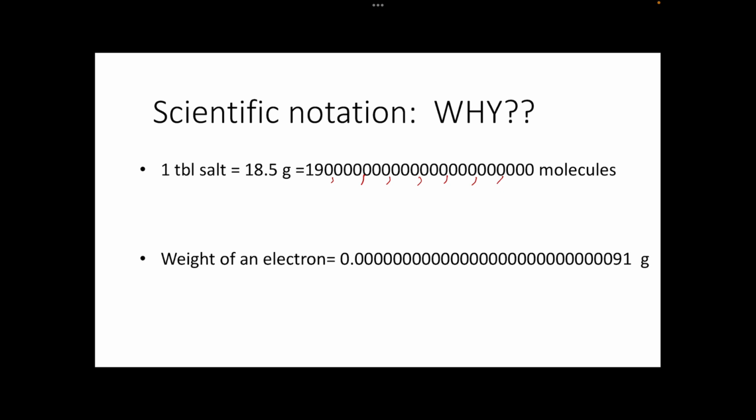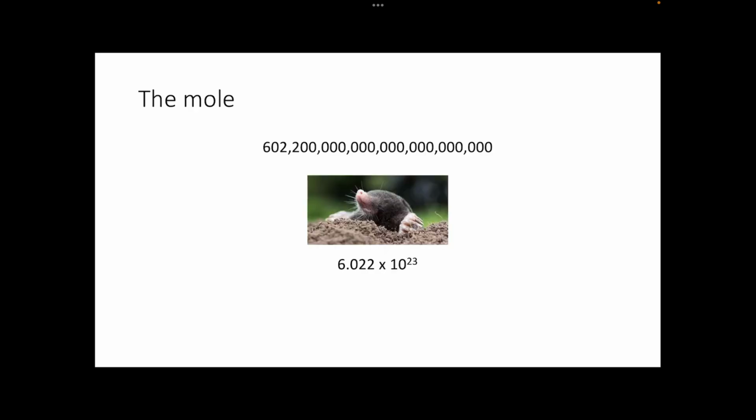If we look at the weight of an electron, electrons are really, really tiny. They're the tiniest thing we're going to talk about. And this is how much they weigh. That's the mass of an electron. So it's 0.0000, tons of zeros, 91 grams. So these are really big and really small numbers, and it's just not very feasible to write them this way all of the time.